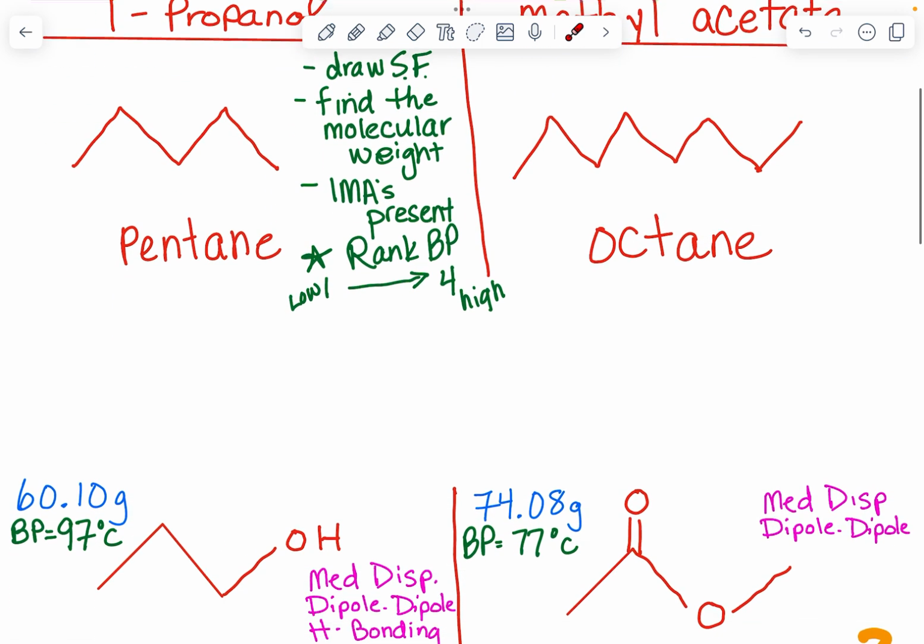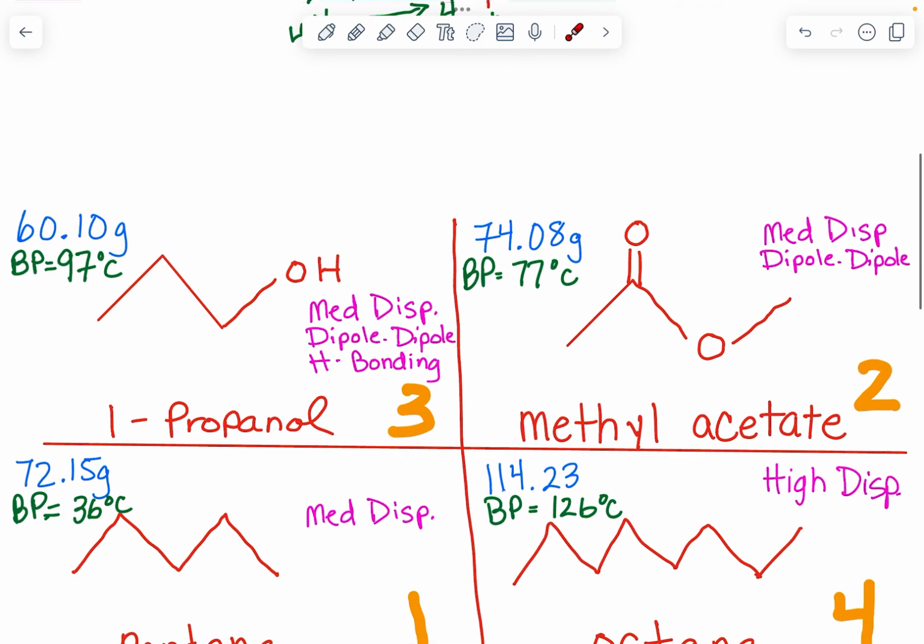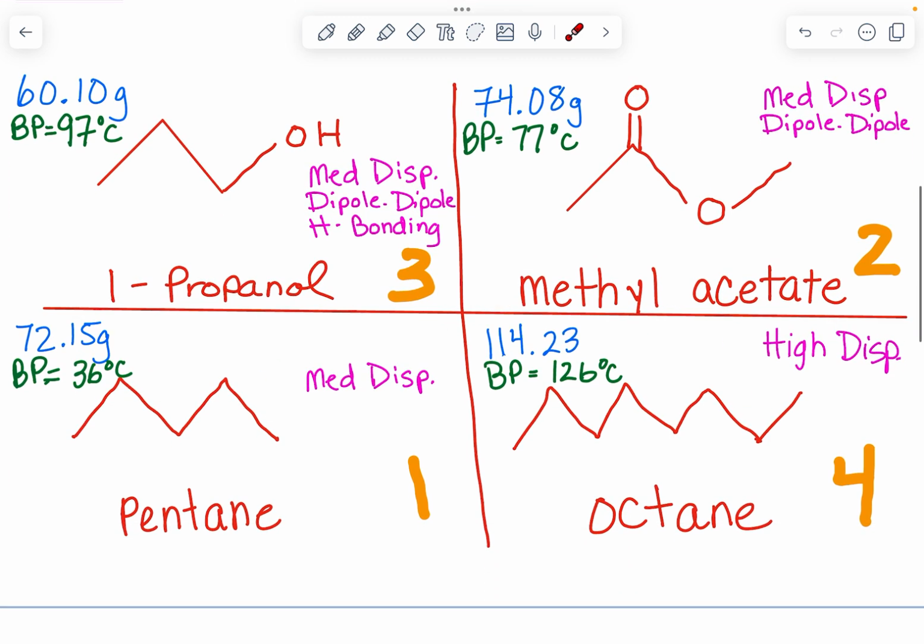Okay, so I'm going to assume you did that, and I'm scrolling up here to show you the answers. The first thing I did was, here are the molecular weights for each, okay? So you can see that this and this are very similar to each other, and this one is really big. It's almost double the size of these other ones, okay?